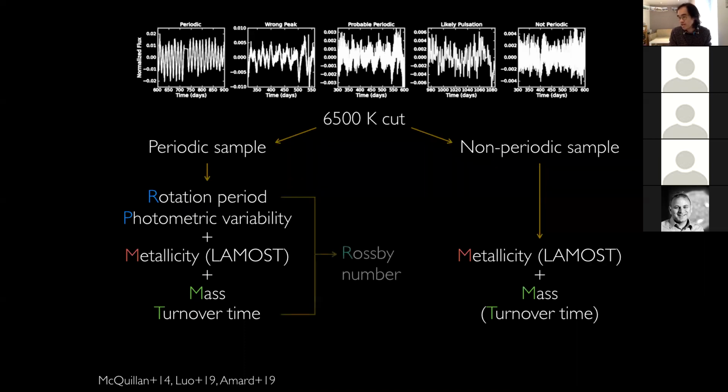And then finally, you can combine the rotation period and the turnover time for the periodic sample to calculate Rossby numbers. So these are all the parameters of interest for the study that I'm going to be talking to you about today. The reason turnover time is in brackets is because we don't actually ever use the turnover times for the non-periodic sample, but they are calculated.